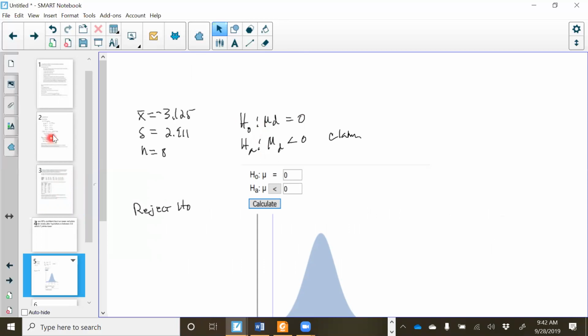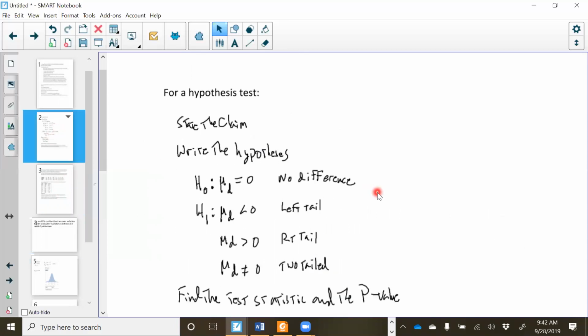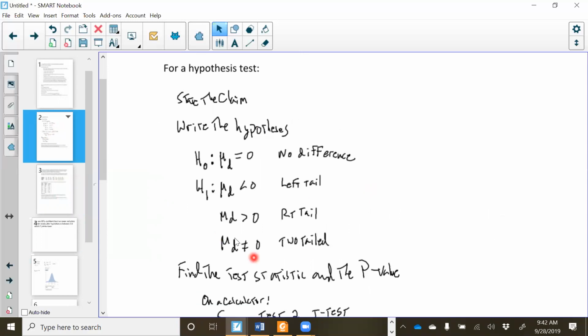Here, let me come back to the summary notes. So there's all these different ways you can write the hypotheses. Null hypothesis is always equal. That's just like last week's with the one sample. Then you get three options: a right-tailed test, a left-tailed test, and a two-tailed test. Because I'm trying to test to see if it reduces the pain levels, we're looking for a left-tailed test. Notice these are 0. No difference, the mean difference is 0, or no, it's something other than 0, and something going on.